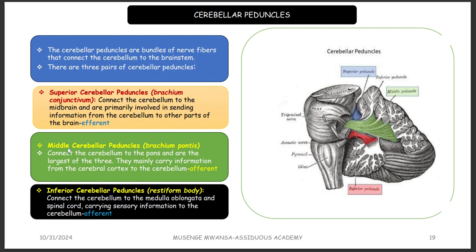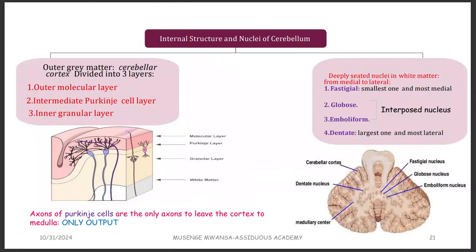The middle cerebellar peduncle is connected to the pons. It is the brachium pontis. The inferior cerebellar peduncle is the restiform body. Please take note that the middle and the inferior peduncles, brachium pontis and restiform body, are afferent, while the superior, the brachium conjunctivum, is efferent. Most of the information coming from the cerebellum will pass through the superior cerebellar peduncle.